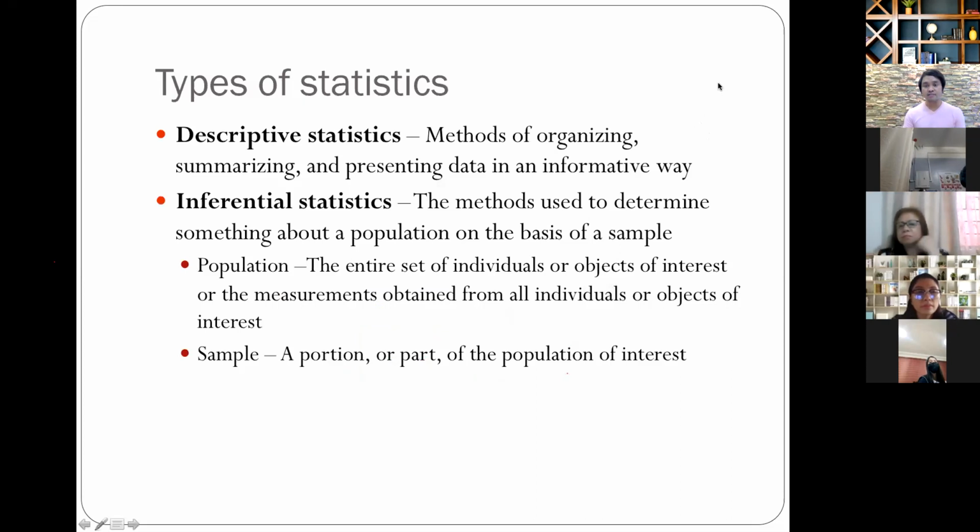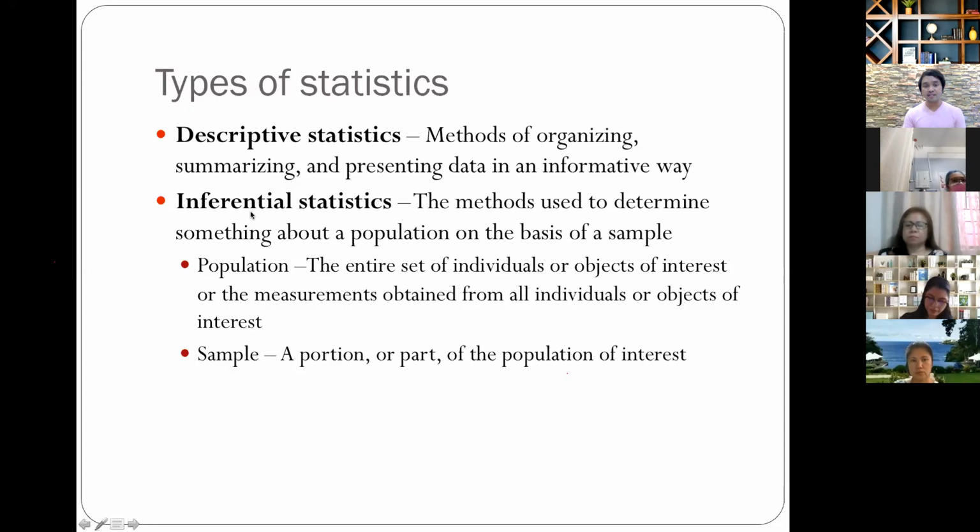So that's the advantage of our technology right now. And as I've mentioned during my introduction, there are two types of statistics. The first one is descriptive statistics. This is what we call methods of organizing, summarizing, and presenting data in an informative way. So when we summarize and organize them, we use different statistical tools such as the mean, median, mode, standard deviation, quartile deviation, skewness, kurtosis. So ang tawag doon ay descriptive statistics, no?